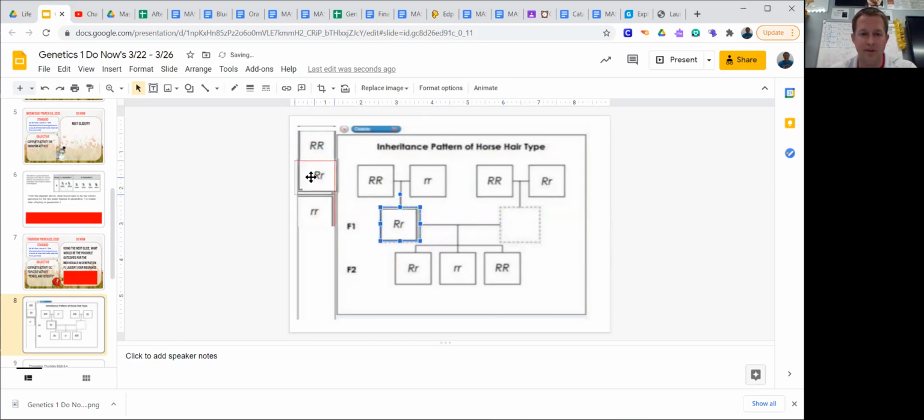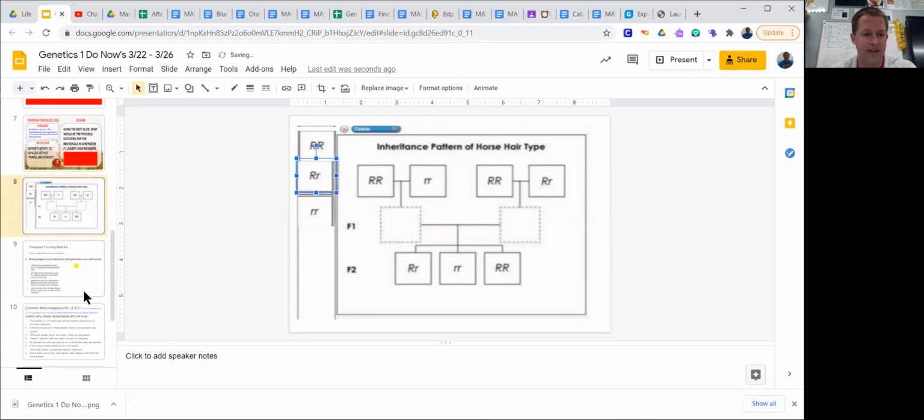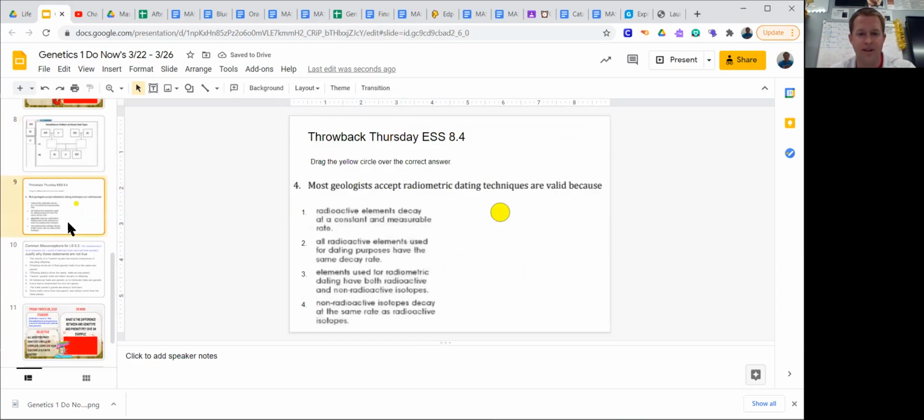All right, and the last one, Throwback Thursday. Most geologists accept radiometric dating techniques as valid because, number one, radioactive elements decay at a constant and measurable rate.